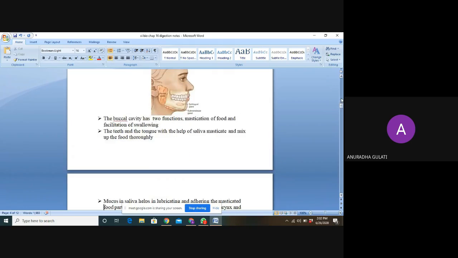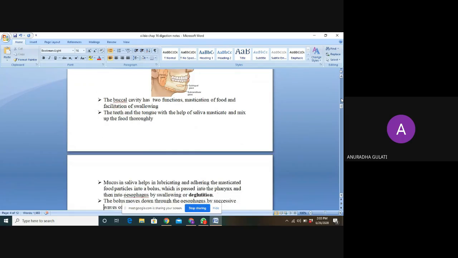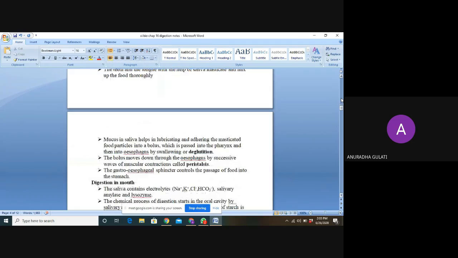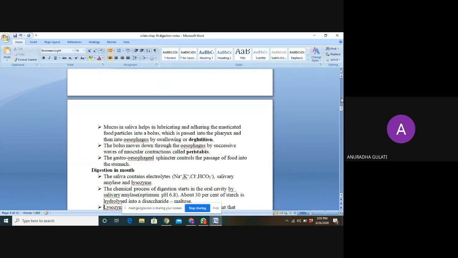The buccal cavity has basically two functions. One is mastication of food, and second is to facilitate swallowing of food. Both teeth and tongue help the saliva masticate and mix the food thoroughly, and help in swallowing also. Mucus in saliva helps in lubricating and adhering the masticated food particles. They form a bolus, which is passed to the pharynx, and then to the esophagus by swallowing.